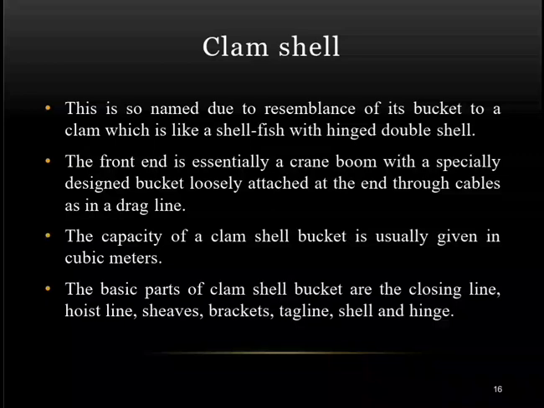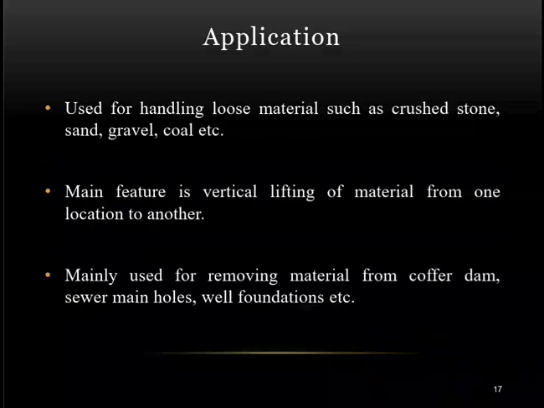Next one is the clamshell. This is so named due to the resemblance of its bucket to a clam, which is a shellfish with a hinged double shell. The front end is essentially a crane boom with a specially designed bucket loosely attached at the end through cables as in a dragline. The capacity of a clamshell bucket is usually given in cubic meters. The basic parts of a clamshell bucket are closing line, hold line, sheaves, brackets, tag line, shell and hinge.